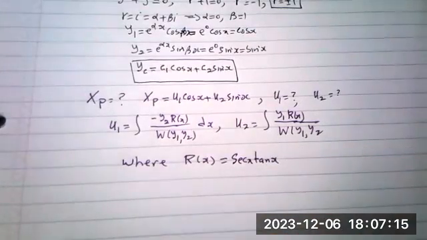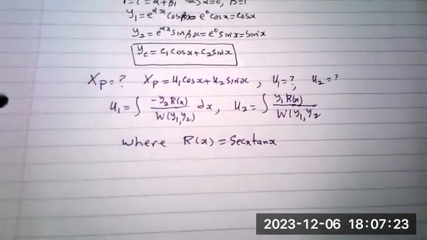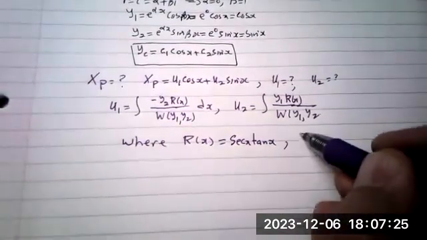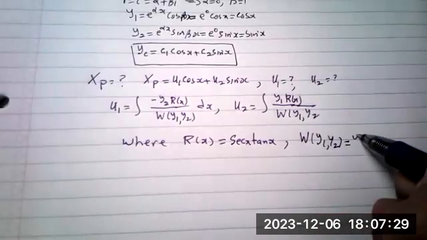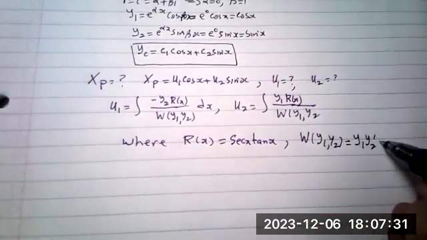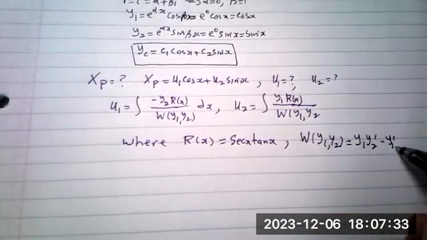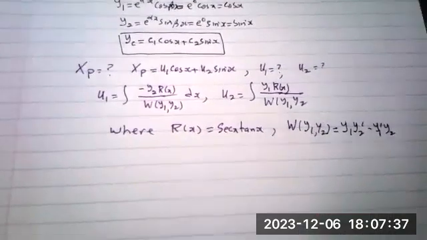Now you have to find the Wronskian first, then find u1 and u2, go back, and form the particular solution. So we need to find the Wronskian of y1 and y2, and the Wronskian is y1 y2 prime minus y1 prime y2. It doesn't matter whichever you start with.